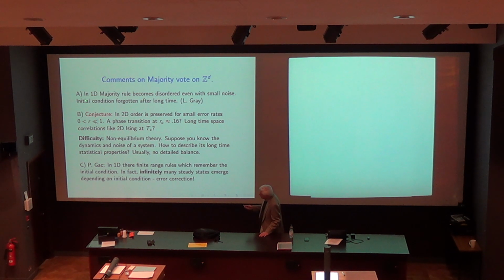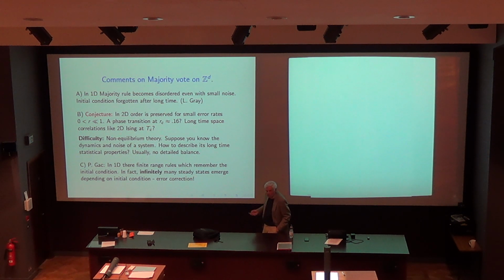So here's a conjecture: in 2 dimensions, the order is preserved for small errors, but there's a phase transition. There's a critical threshold, which is about 0.16. I forget, maybe, I don't know exactly what it is. And then the long time correlations: you can ask what things look like after a long time. Does it look like an Ising model? What is the structure? What do the configurations really look like after a long time? Is it like an Ising transition?